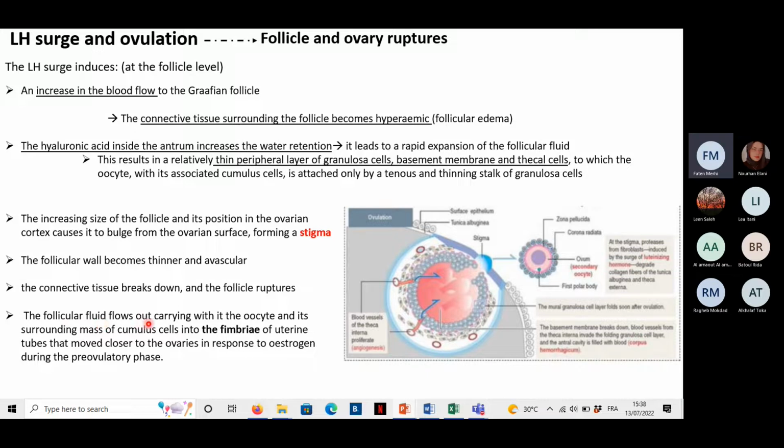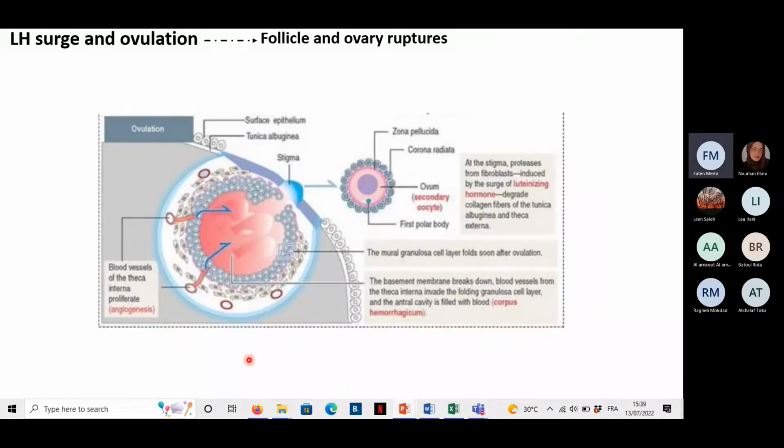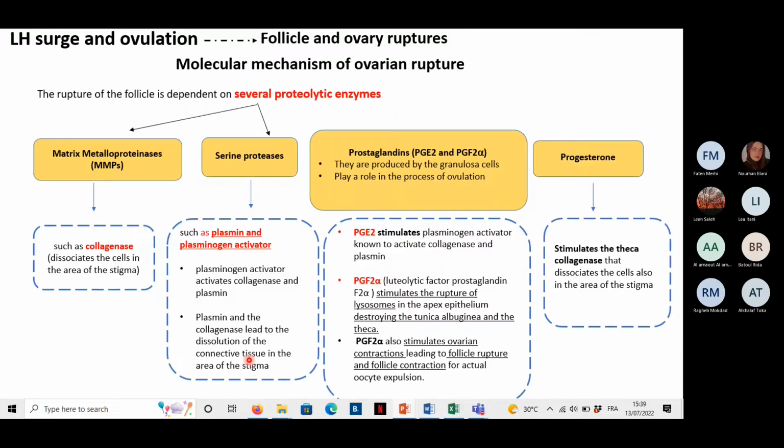So the follicular fluid will flow out during the ovulation, carrying with it the oocyte and its surrounding mass of cumulus cells into the fimbriae of the uterine tubes, or the fallopian tubes, that moved closer to the ovaries. The fallopian tubes will move closer to the ovaries in response to estrogen during the pre-ovulatory phase, and they can now receive the oocyte. Is it clear till now? Yes, doctor.